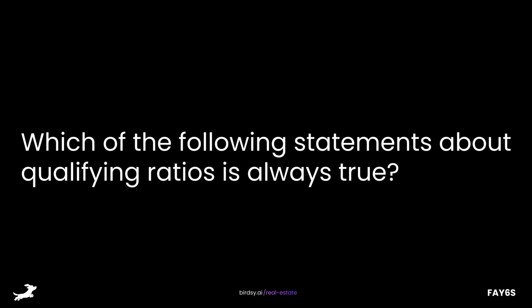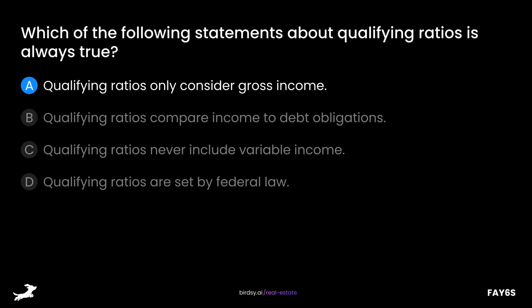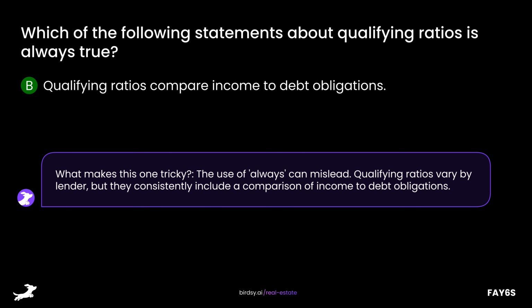Which of the following statements about qualifying ratios is always true? Is it A, qualifying ratios only consider gross income, B, qualifying ratios compare income to debt obligations, C, qualifying ratios never include variable income, or D, qualifying ratios are set by federal law? The answer is B, qualifying ratios compare income to debt obligations. What makes this one tricky? The use of always can mislead. Qualifying ratios vary by lender, but they consistently include a comparison of income to debt obligations.